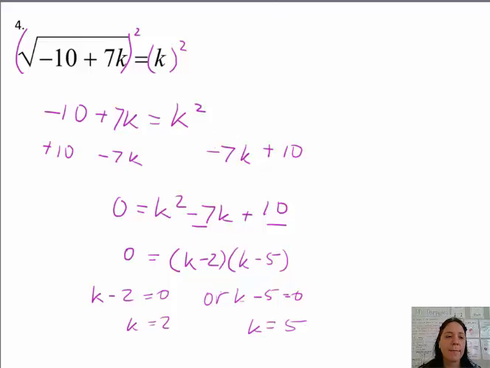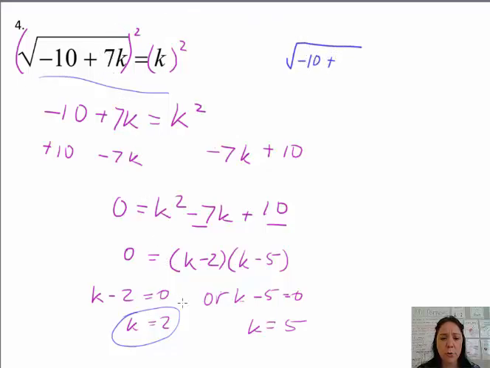So let's try a different color for this, and let's try k equals 2 first in the original equation. If you try it in the equation after you've squared it, it won't tell you if it works in the original equation. So let's look. The square root of -10 plus 2 times 7 is 14 equals 2. Well, -10 plus 14, square root of 4 equals 2, 2 equals 2, and that's fabulous.